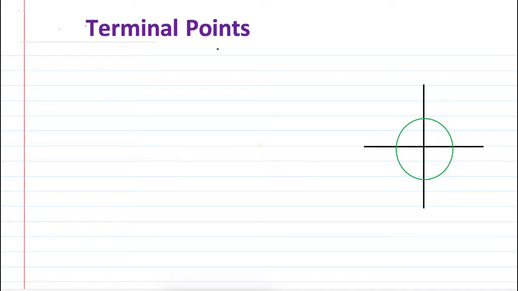In this video we're going to talk about terminal points. Before we do that, let's talk about the circumference of a unit circle. This is a unit circle that we have right here. That means the distance from here to here, this distance is 1. From here, for example, to here, this is 1.